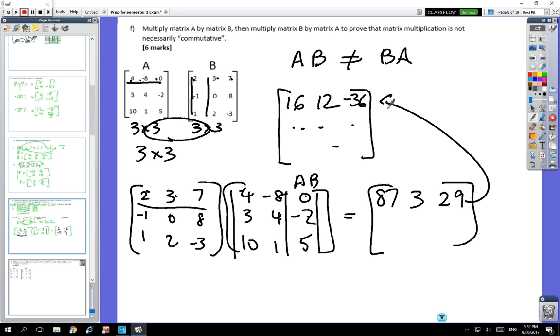So 2 zeros, minus 6 plus 35 is plus 29. So you can see that they're not the same. So they're definitely not commutative. Again, there should be an answer on the bottom of the worksheet. You can go through that yourself.